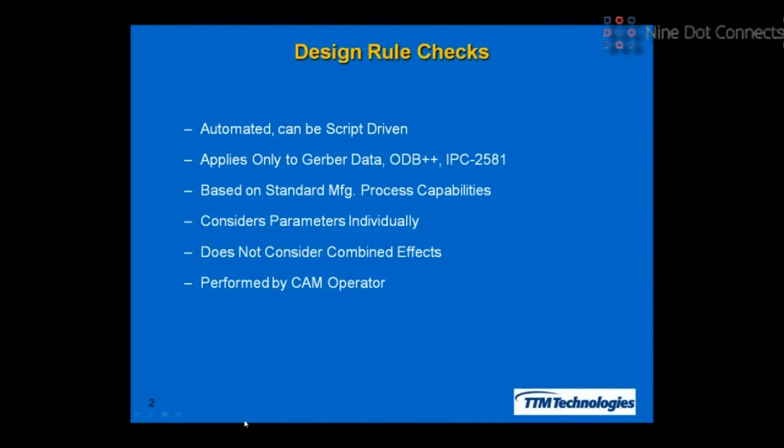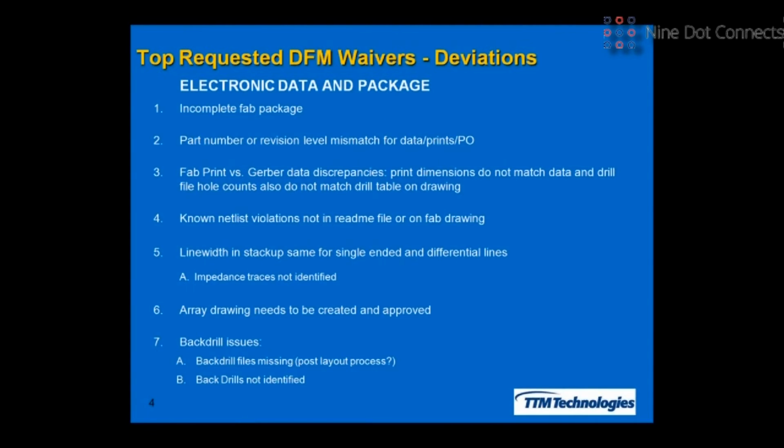And then net list violations, if they're known, they should be listed in the README file or on the fab drawing. Otherwise, we have a net list violation, and we're going to ask questions right up front. Then things related to the stack-up, such as line widths, where in this case I'm mentioning single-ended and differential are laid out on the same line width. It doesn't give your fabricator the ability to adjust those independently and maintain the impedance targets for both the single-ended and the differential. We do a global edit, and if they're not independent, we don't have that flexibility to adjust them independently.